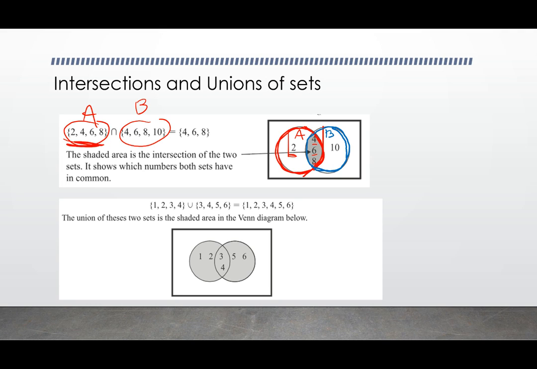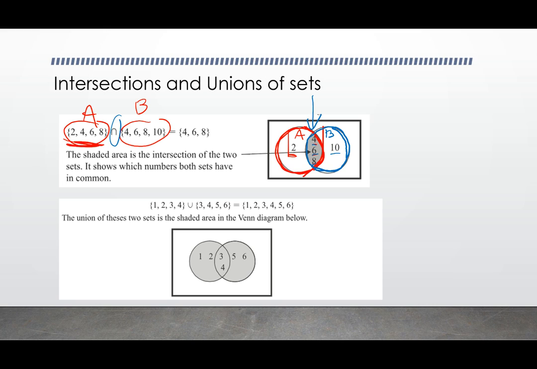And you can see that B has 4, 6, 8, and 10 as well. So all those numbers are within that blue circle. So they're in that set B. Now the intersection is only the values they have in common. So you can see the intersection, and why it's called the intersection, is where the two sets overlap.